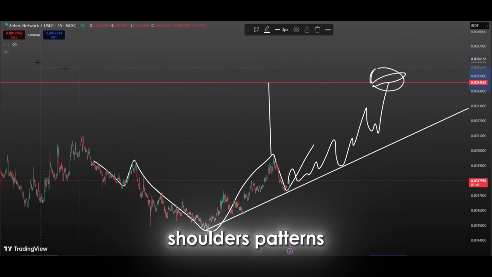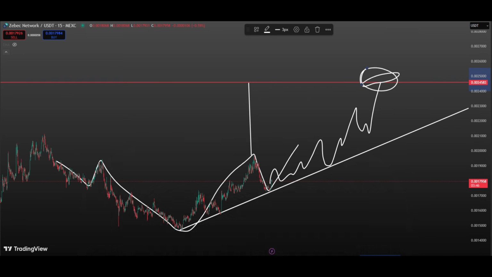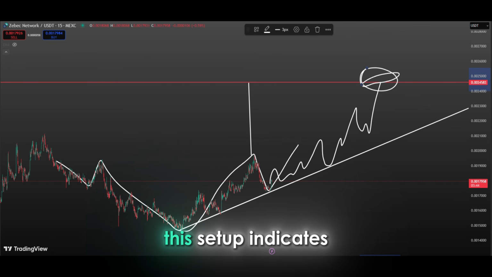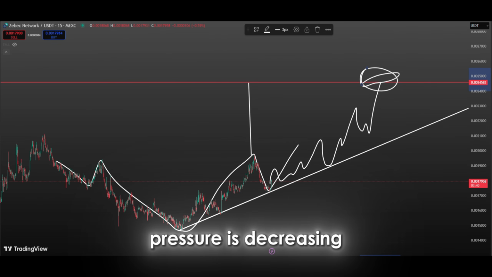Inverse head and shoulders patterns consist of three main structures on the chart. First, the left shoulder, then a lower low forming the head, and finally the right shoulder. This setup indicates that bulls are gradually gaining strength within the downtrend and that selling pressure is decreasing.